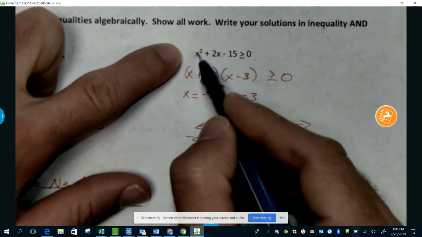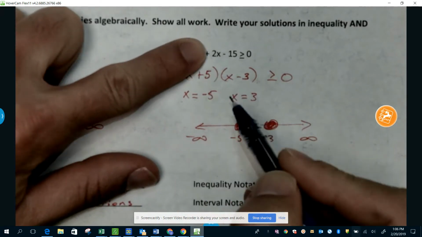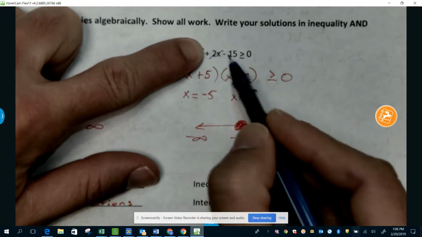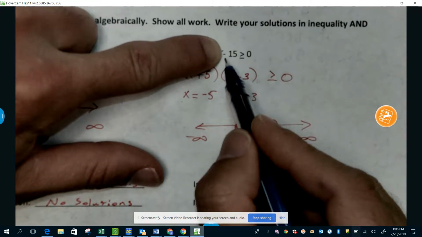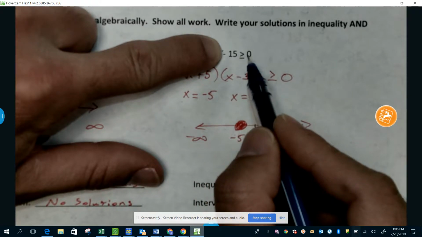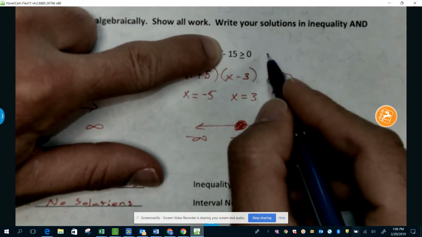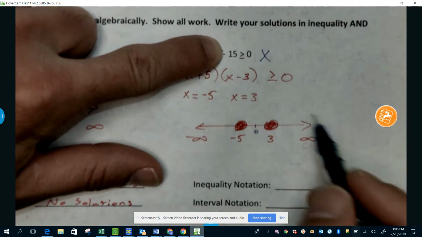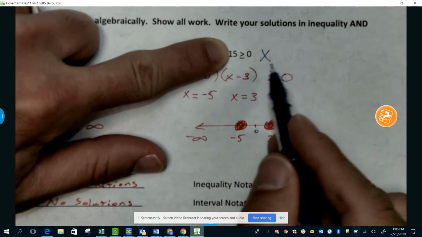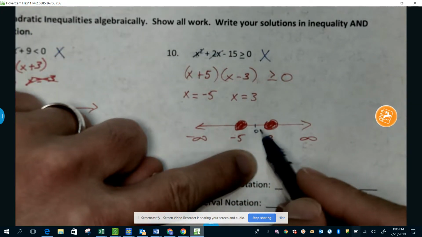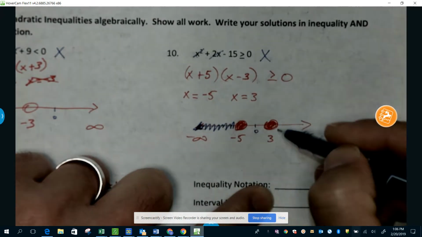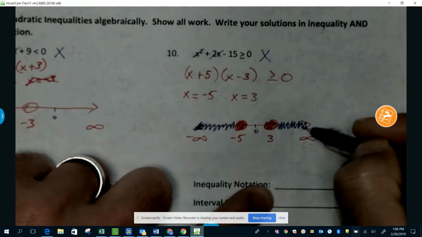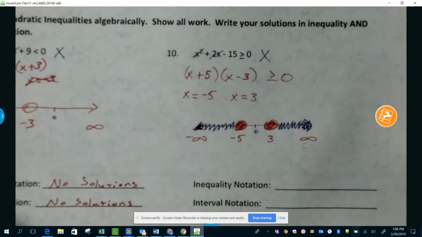If I plug a 0 in, 0 squared is just 0, so I can ignore that. 2 times 0, again, is 0, so I can ignore that. So really, this is all I'm looking at: negative 15 is greater than or equal to 0. Is negative 15 greater than 0? No, it's not. Since I used a 0 and it didn't work, I don't want to shade the 0. I want to shade elsewhere. So I'm not going to shade in the middle where the 0 is located because it didn't work. I need to shade to the outsides in this case.